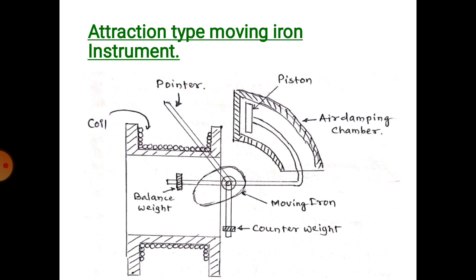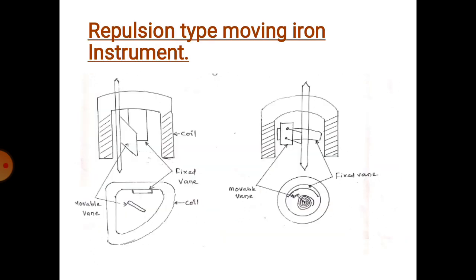When a current flows through the coil, a magnetic field is produced. The magnetic field attracts the iron disc inside. The controlling torque is provided by the spring. The damping is provided by air friction with the help of a light aluminum piston. So this is basically the construction and working of the attraction type moving iron instrument. Now we are going to see the repulsion type moving iron instrument.